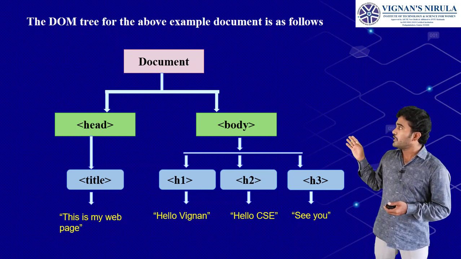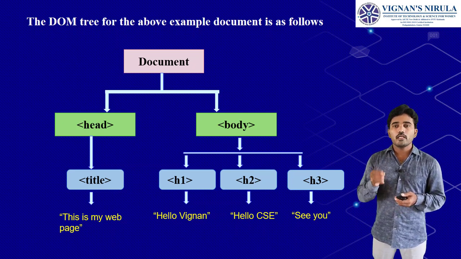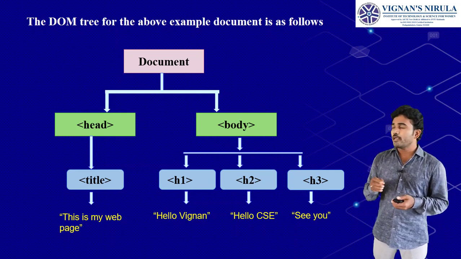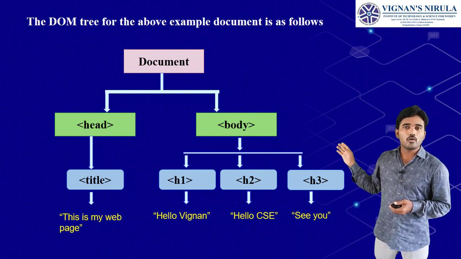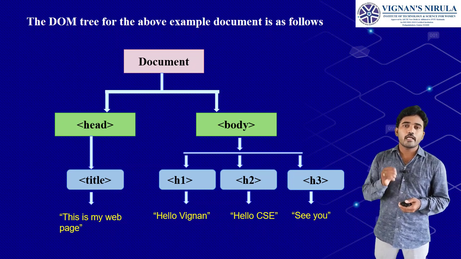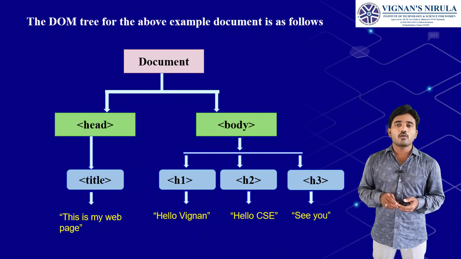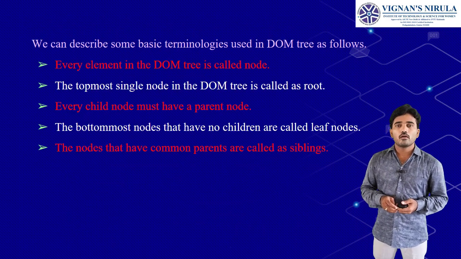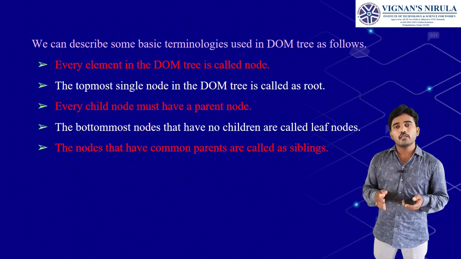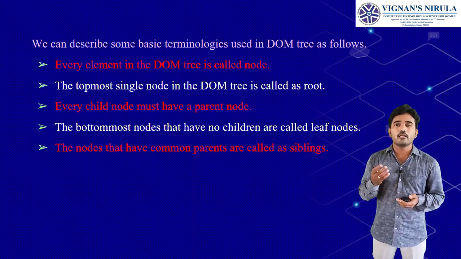Here this document is the root node, and this body is a common parent to H1, H2 and H3. So those H1, H2, H3 are siblings. And this head and body are also siblings, where they have the common parent, that is the HTML document. Understood? Now we can describe in detail the terminologies that I have used recently, like root node, siblings, parent, child, like that.